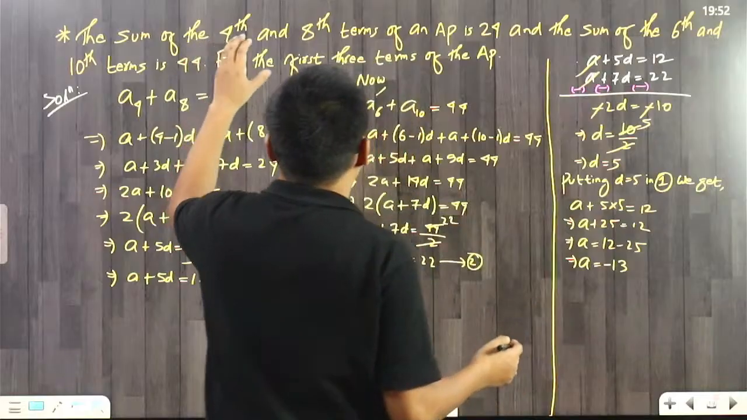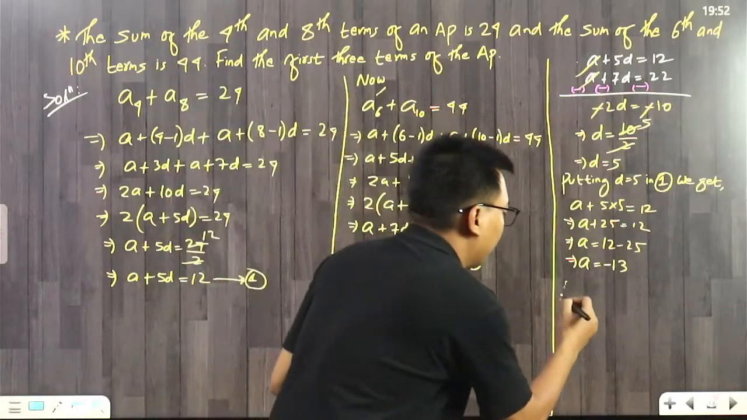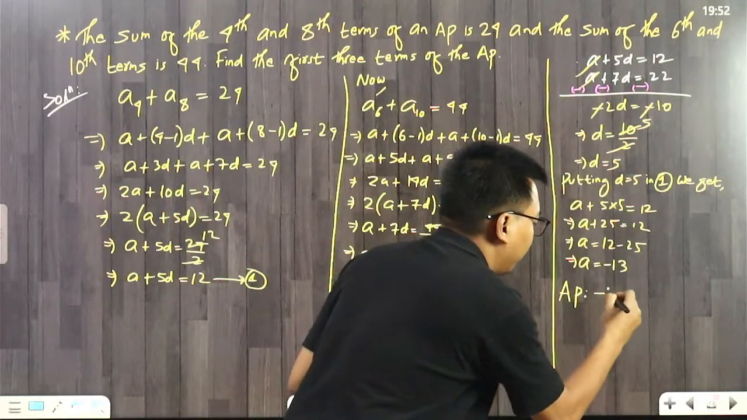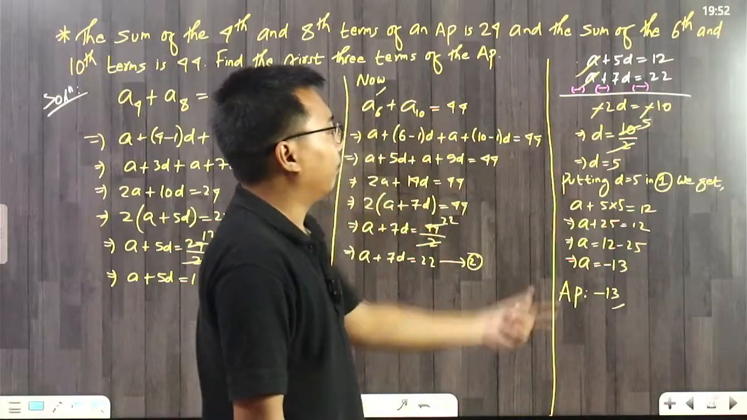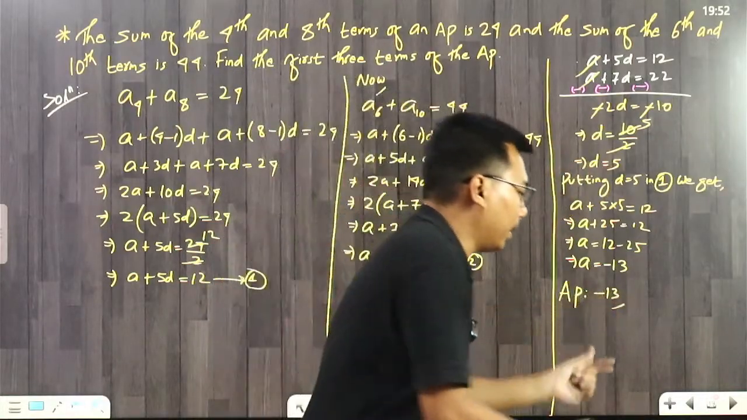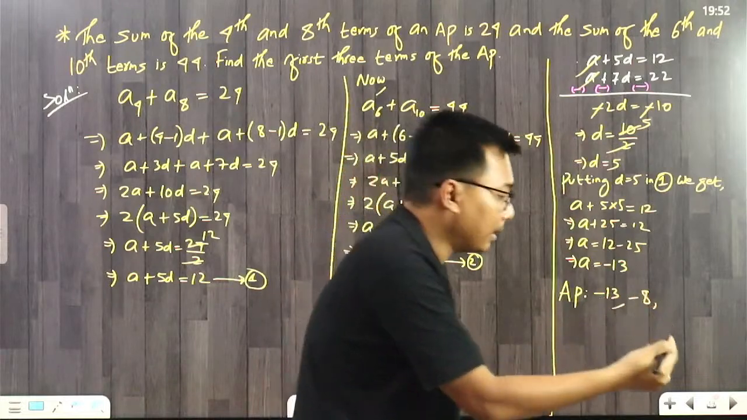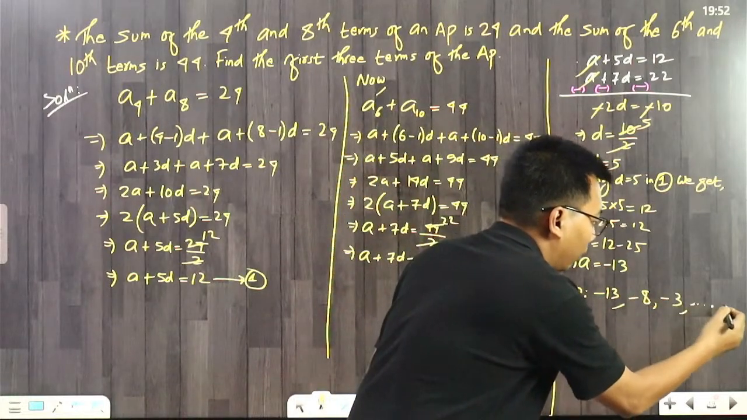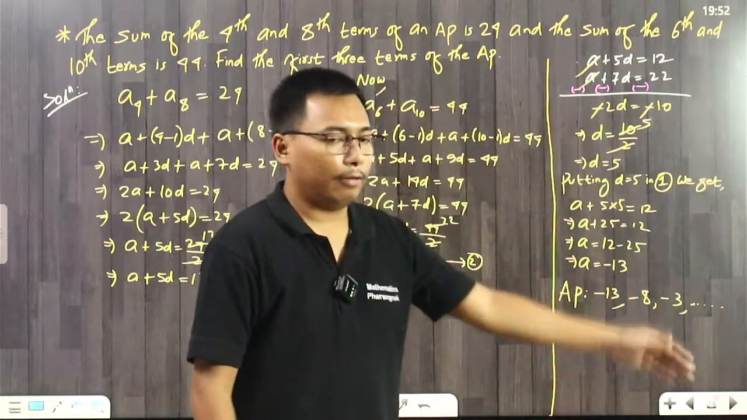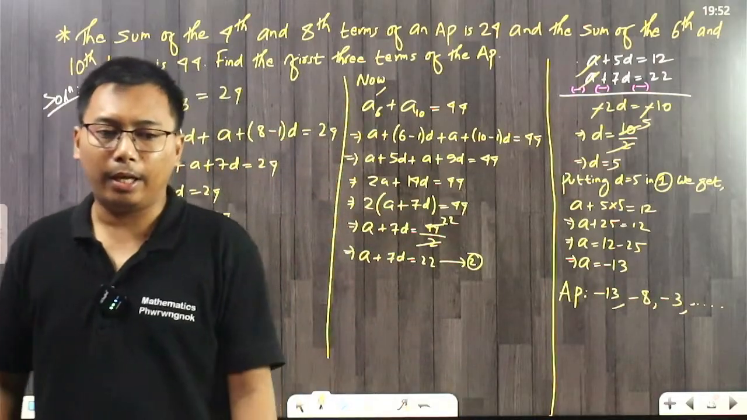What do we have to find? We have to find the first 3 terms of the AP. My first term is minus 13, and D is equal to 5. So after minus 13, I will get minus 8. After minus 8, I will get minus 3, and so on. So these are the first terms of this AP.